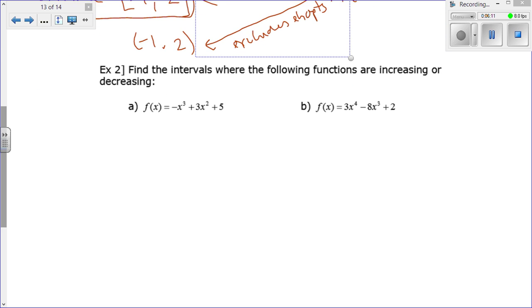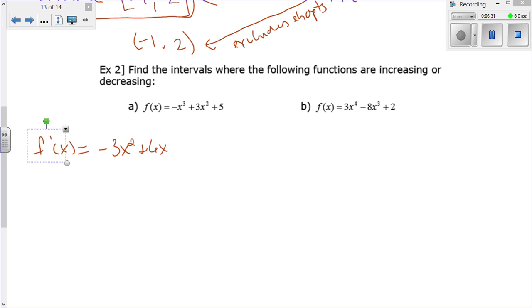Alright, for example number 2, find the intervals for where the following functions are increasing or decreasing. Well, in order to do that, we have to find the first derivative. So the derivative of my function is going to be -3x squared plus 6x. Then I want you to take and find where your derivative is equal to 0. I'm going to factor out a -3x as a GCF. So I'm left with x minus 2.